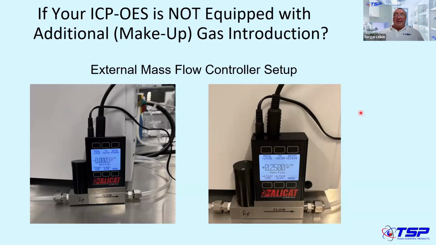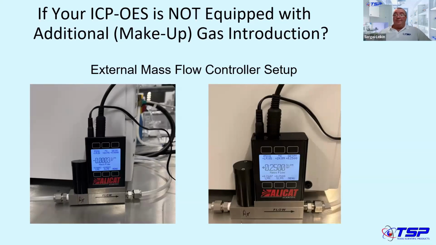Well, in this case, yeah, you can set up a mass flow controller to introduce this gas externally. So here is an example of how it might look. That's what we did for one of our customers. You can set it up on the side of the instrument and then plumb the argon in. Obviously, the mass flow controller has to be connected to a source of argon.